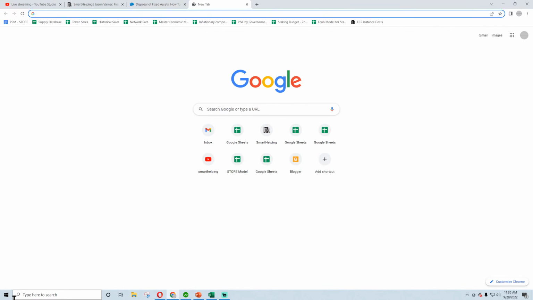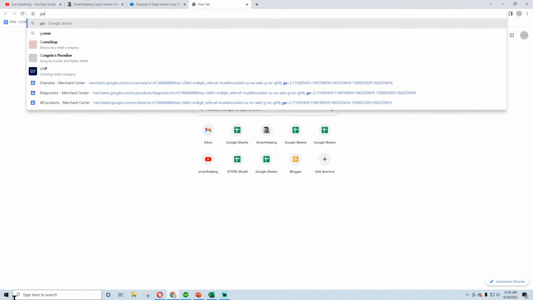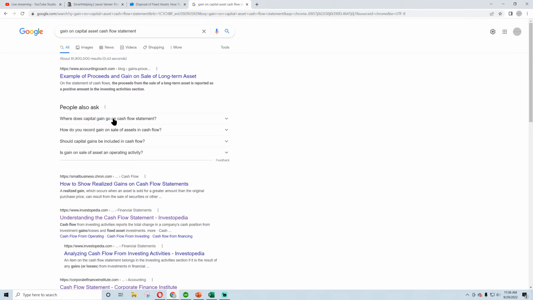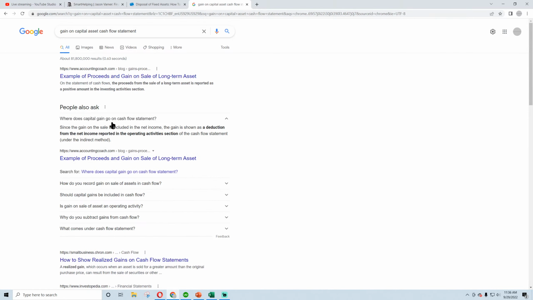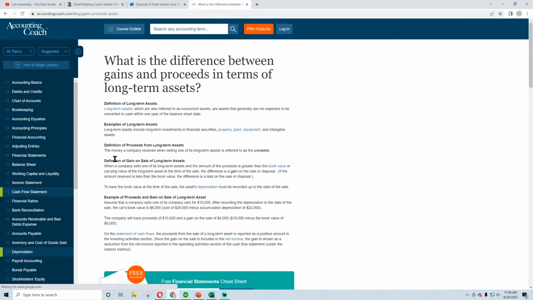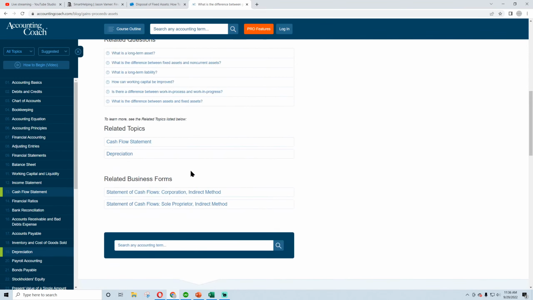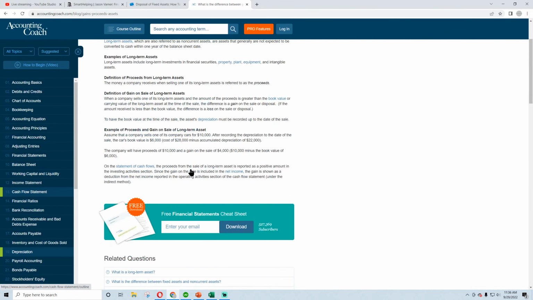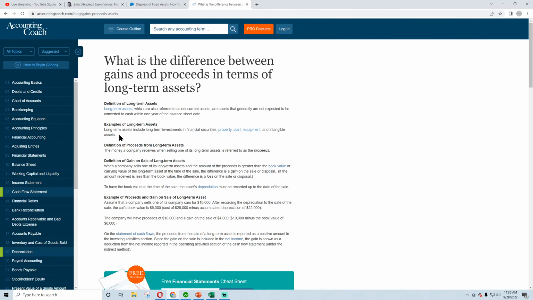Let's look at gain on capital asset cash flow statement. Let's see what they're doing here. Where does capital gain go on cash flow statement? Long-term. Okay. Can we get definitely?